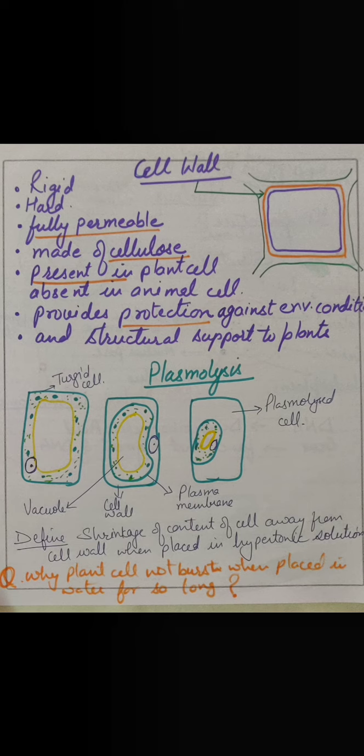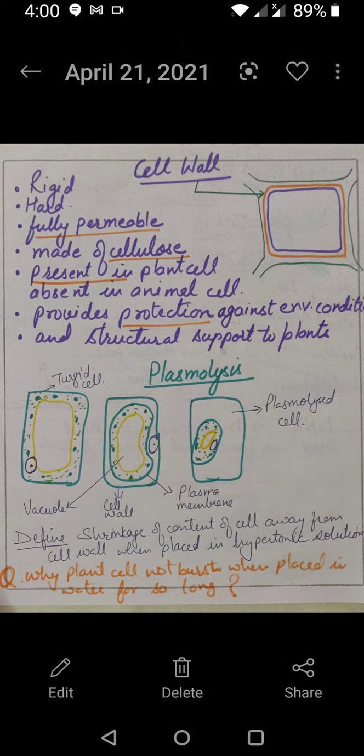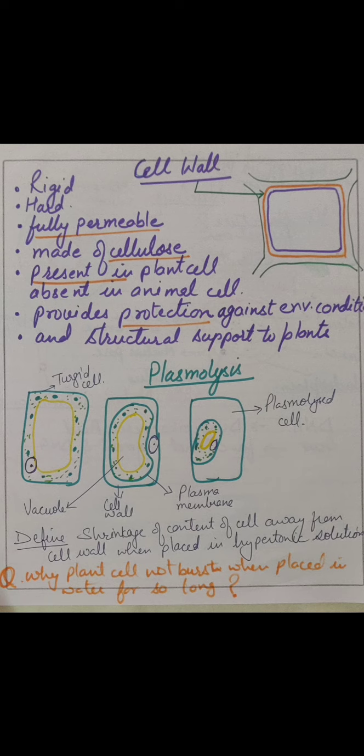So how can we write a definition of plasmolysis? Let us break this word into plasmo and lysis. The word plasmo has come from plasma. Plasma means liquid and lysis means break. What liquid has broken? The cytoplasm or the protoplasm, the inner content of the cell. Lysis means break. From where has it broken? From the cell wall, from the boundary. So it is the shrinkage of the content of the cell away from the cell wall. Why has it shrunk? Because it has lost water. In which condition? When it is placed in the hypertonic solution.